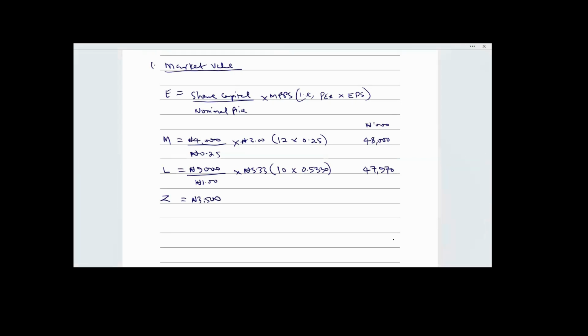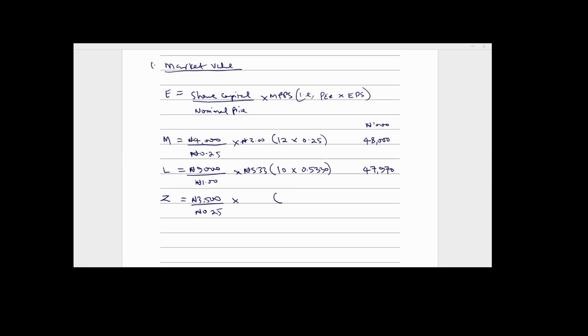35 divided by 0.25 multiplied by... again, what's the price earning ratio of Limpopo? Sorry, Zambezi. The price earning ratio of Zambezi is 9. Then earnings per share is 38.1.